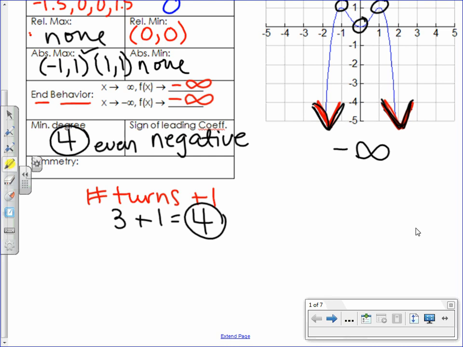Now, if we're checking for symmetry, can you fold this across the y-axis? Can you fold it across the y-axis and it land on itself? Well, sure. If you fold that hot dog style, it would land right on top of itself. So we would say that this is even. It is symmetrical across the y-axis.